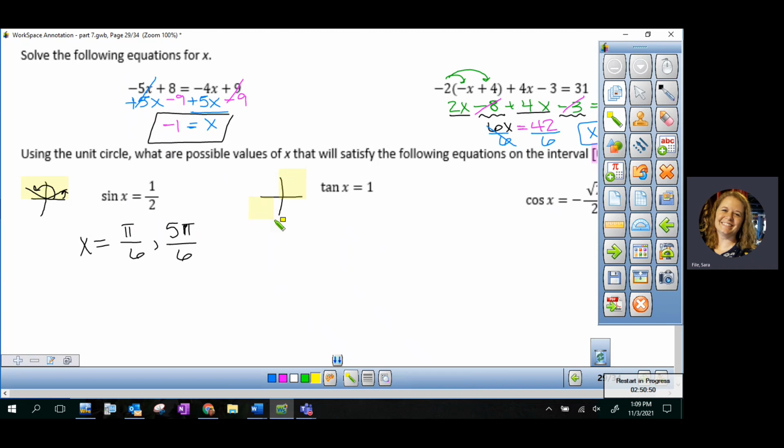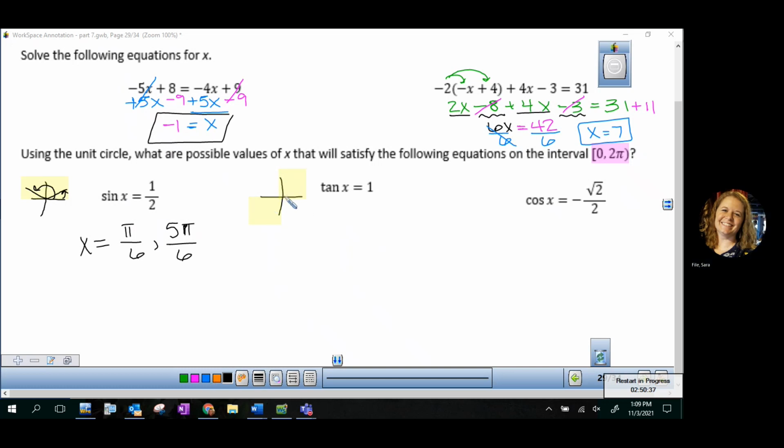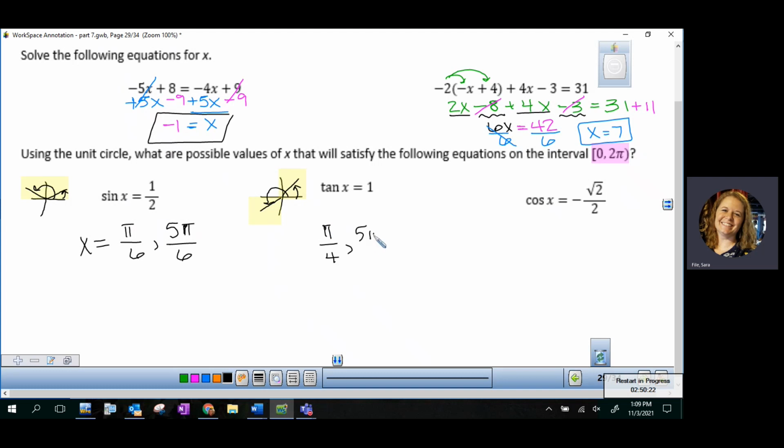Quadrants 1 and 3. Okay, everything's positive in 1, tangent's positive in 3. What reference angle is tangent 1? At a 45, or a pi/4, right? So in quadrant 1, that's just pi/4. And in quadrant 3, that's 5 pi/4. So those are the two angles where tangent is 1.